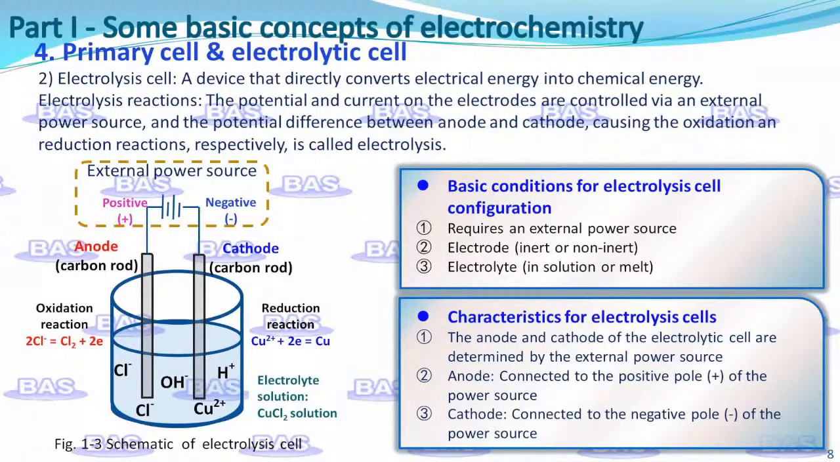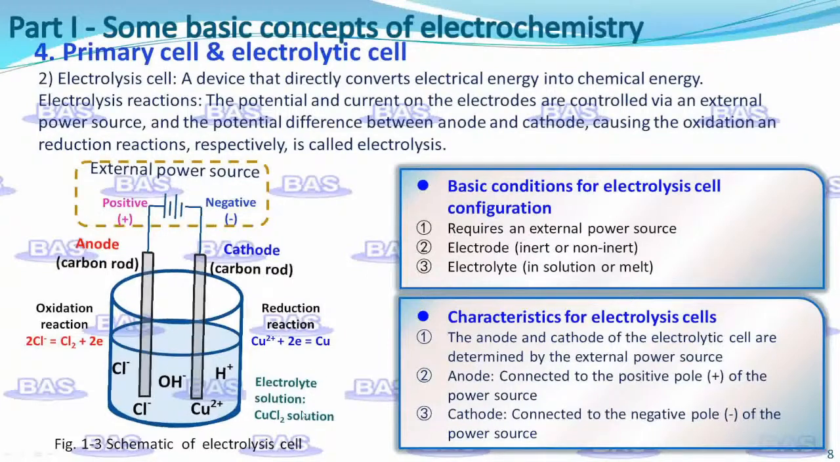Contrary to the primary cell, an electrolytic cell is a device that converts electrical energy directly into chemical energy. By controlling the potential and current on the electrode via an external power source, a potential difference is generated between the two electrodes in the electrolyte solution, and the oxidation-reduction reaction process is called electrolysis.